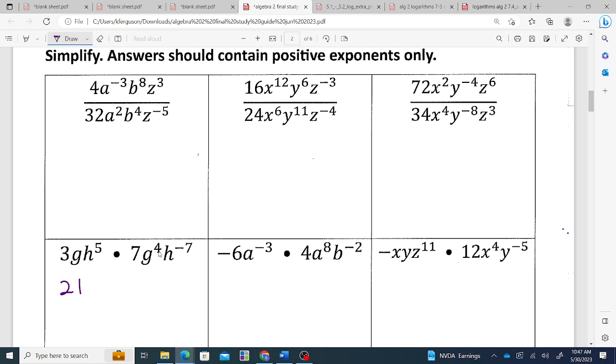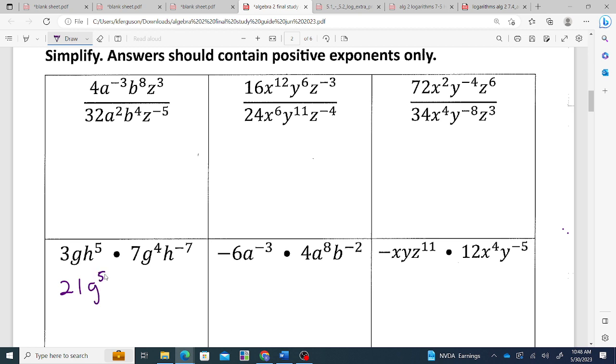I'm looking at each piece individually. So first I'm looking at the numbers, 3 times 7. Now I'm looking at the g's. I got g to the first power and g to the 4th power. When I multiply those, I add the exponents. That's g to the 5th.